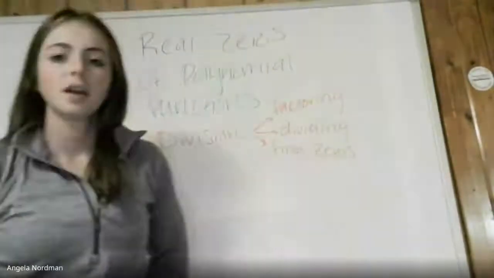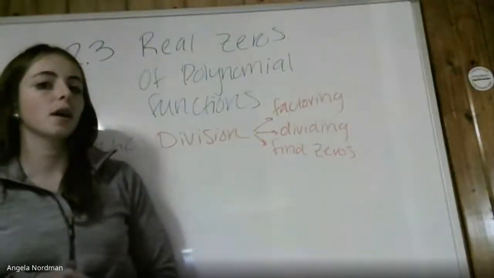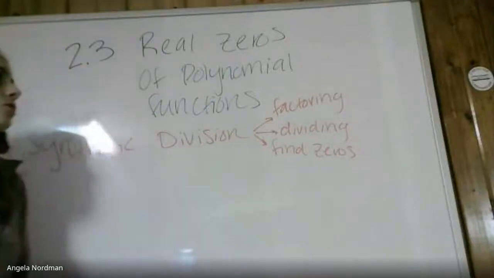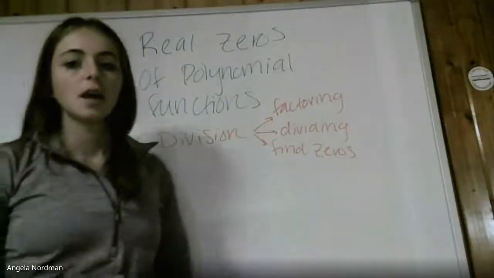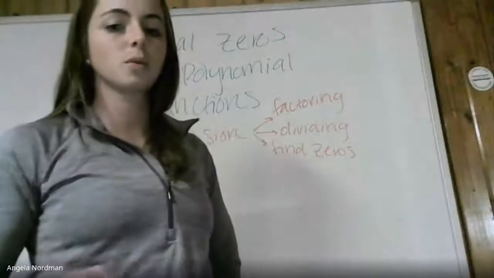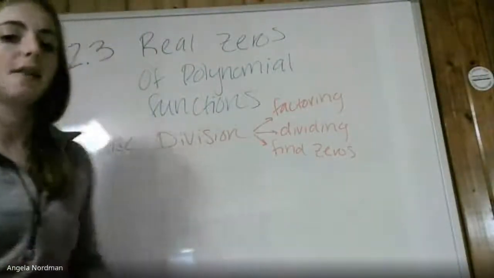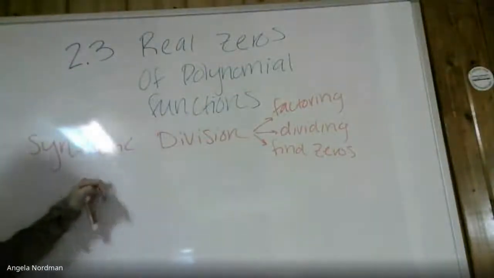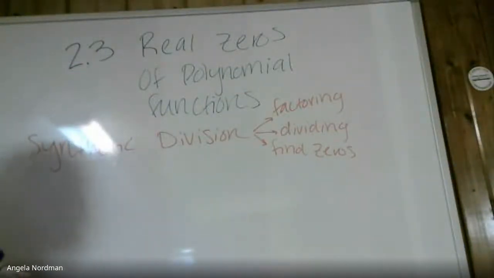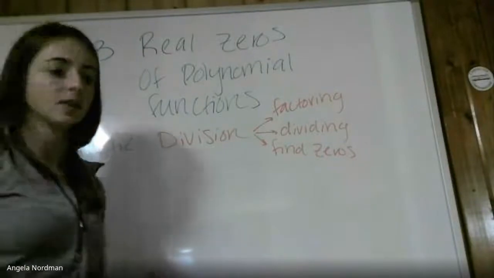Good, it's on. So here's 2.3. This is titled Real Zeros of Polynomial Functions. So when we're talking about 2.3, for the most part, there's going to be one thing that we really need to hit on, and that is synthetic division. Synthetic division is something you've seen before, but likely don't remember how to do.